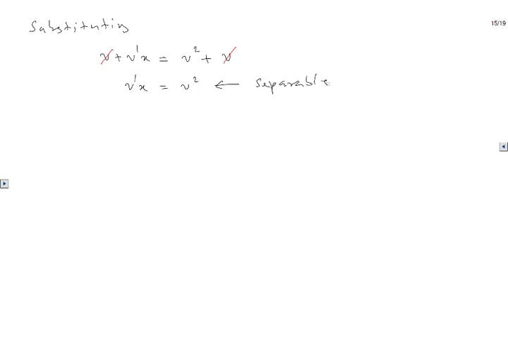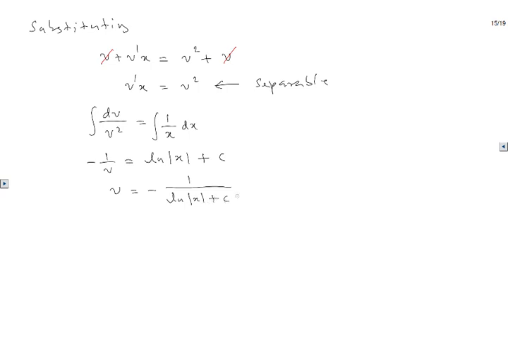So we can separate the variables. So it's dv over v squared equal 1 over x dx. You can write it like that, and then you integrate two sides. Once you integrate two sides, you're going to get negative 1 over v equal ln x plus c. What we can do is multiply by negative and flip it upside down, so we can see that v equal negative 1 over ln x plus c. So we solve for v, so that's good.